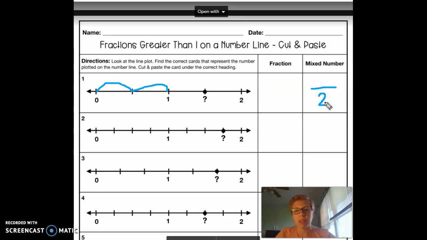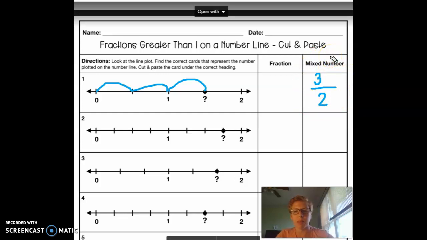I know my denominator is 2 from 0 to 1. So this is 1 piece of 2. This is 2 pieces of 2. How many pieces is this? This is 3 pieces of 2, or 3 halves. 1 half, 2 halves, 3 halves. So my mixed number is 3 halves. And I bet if you look at the bottom of your paper, you will see a square that says 3 halves. And that's what you will put here in the mixed number box.